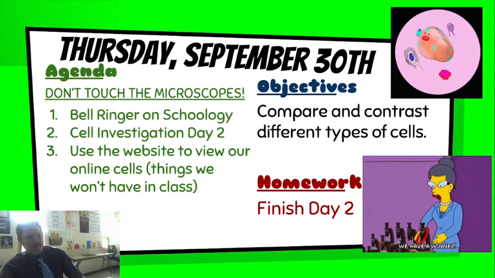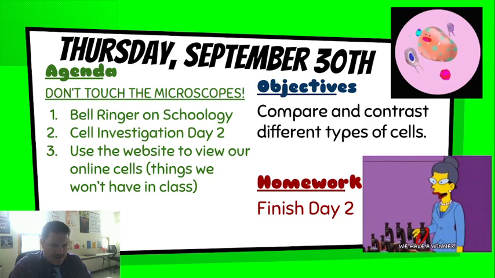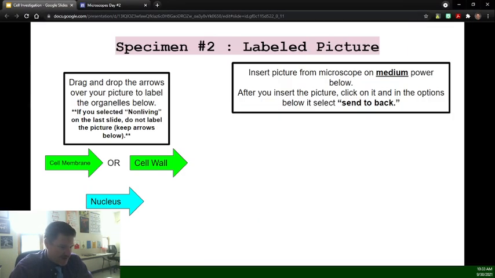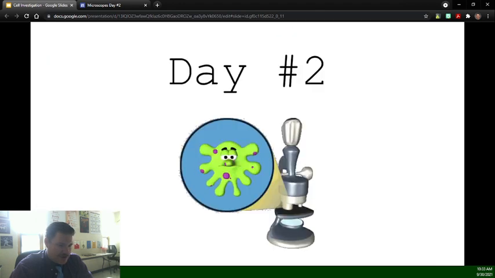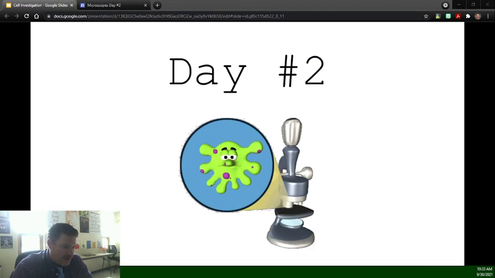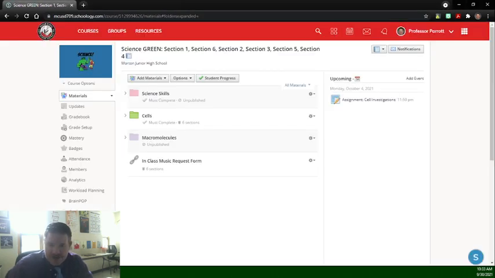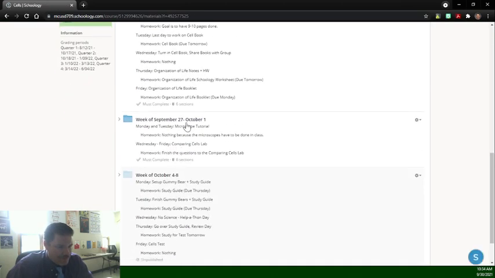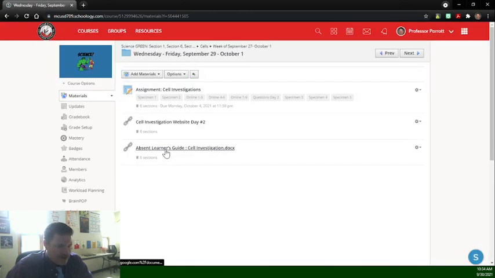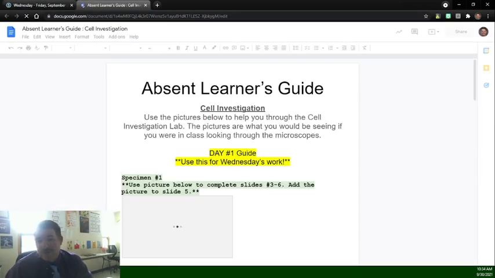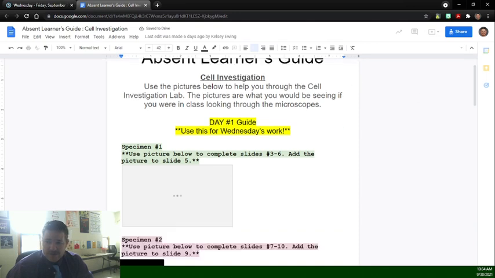And then we're going to open up our cell investigations day number 2, which is the same as day number 1. So you should hopefully have day number 1 completed, looking at our 2 specimens. Remember, for those specimens, I sent you that absent learner's guide. It is also on Schoology in our folder. Right there, the absent learner's guide cell investigation document. That's where you can find all the information that you'll need to know for the stuff since you've been gone.